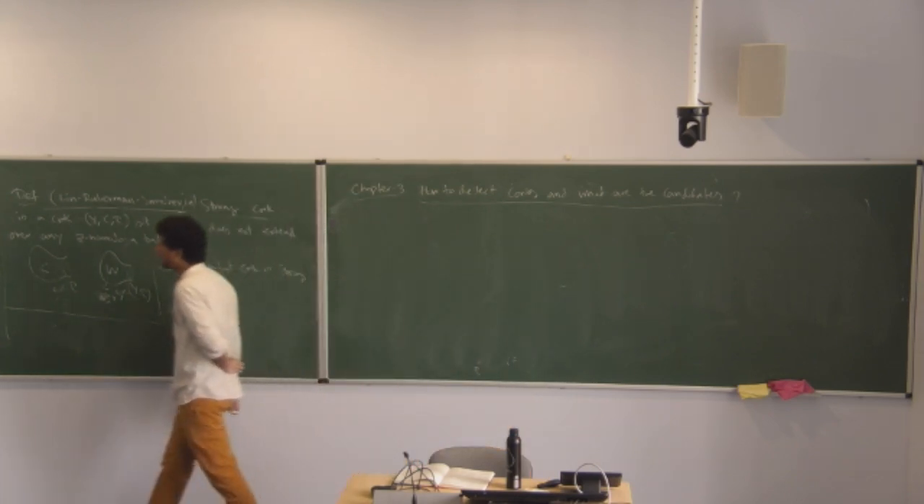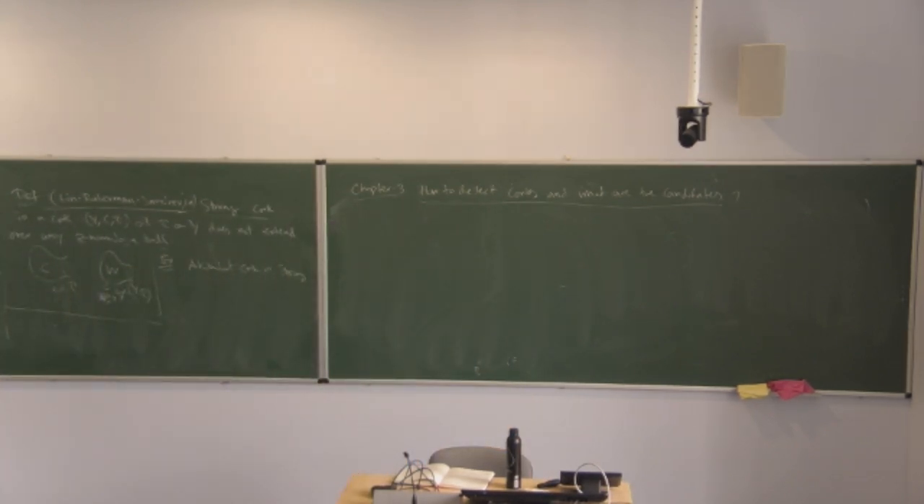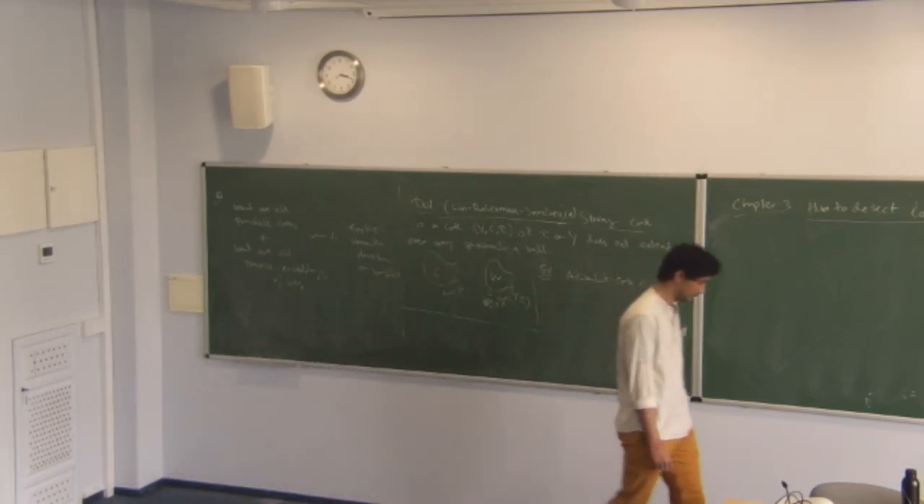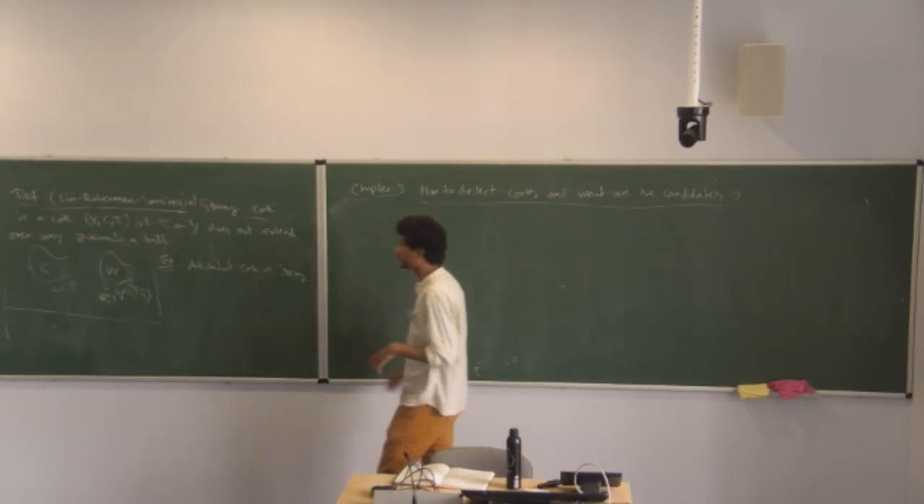Okay, so how does one detect such an object? What sort of tools do you have in your hand that you can use to detect such an object? All right, so let's start with, for example, the absolute Cork.